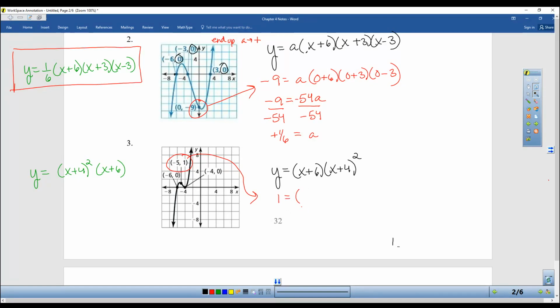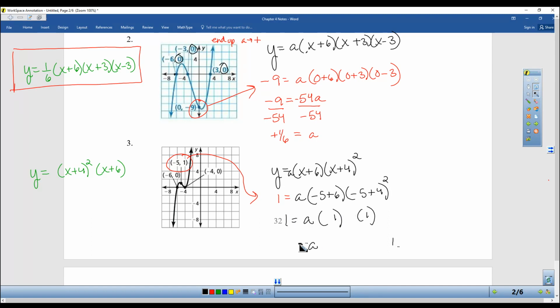Oh, I didn't write my a. A, kind of squeezed it in there. A times -5 plus 6 times -5 plus 4 squared. So this is -1, but when you square it, it's 1. And this is 1. Everything's 1.